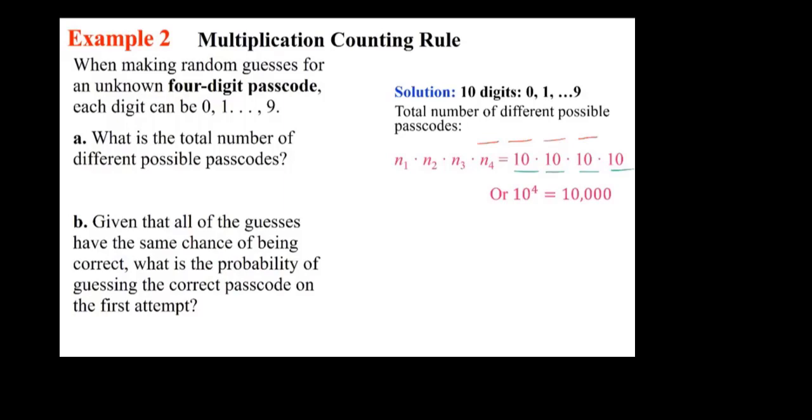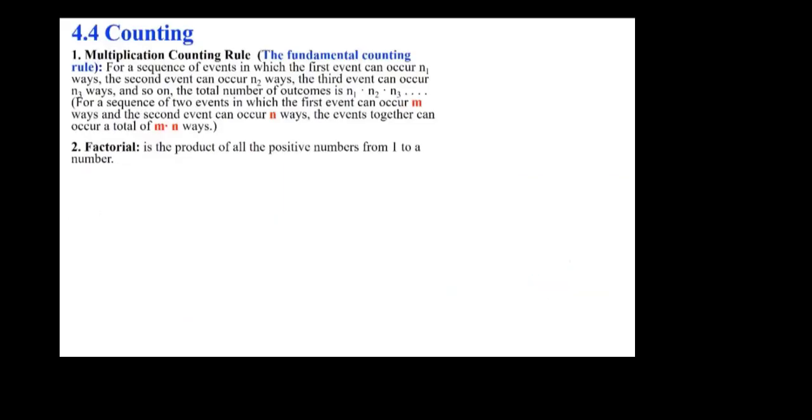Everybody has the same chance of being correct, so it's just simply 1 out of 10,000. N of C standing for being correct. N of S standing for the sample space or sample size. 1 over 10,000. All right, counting.